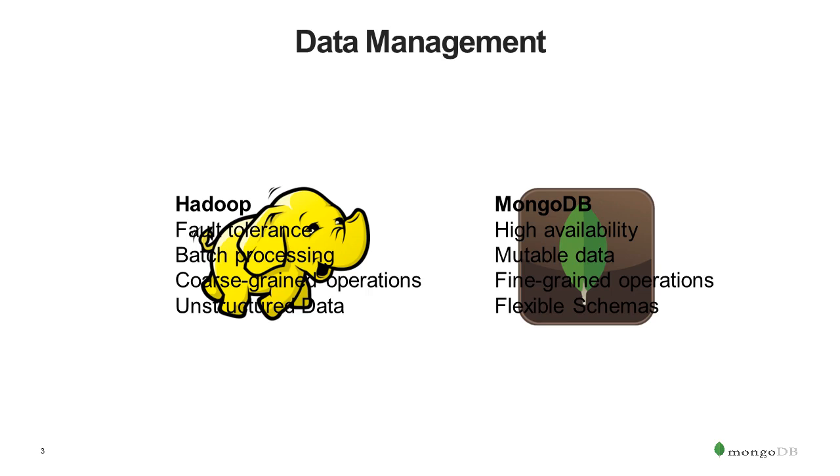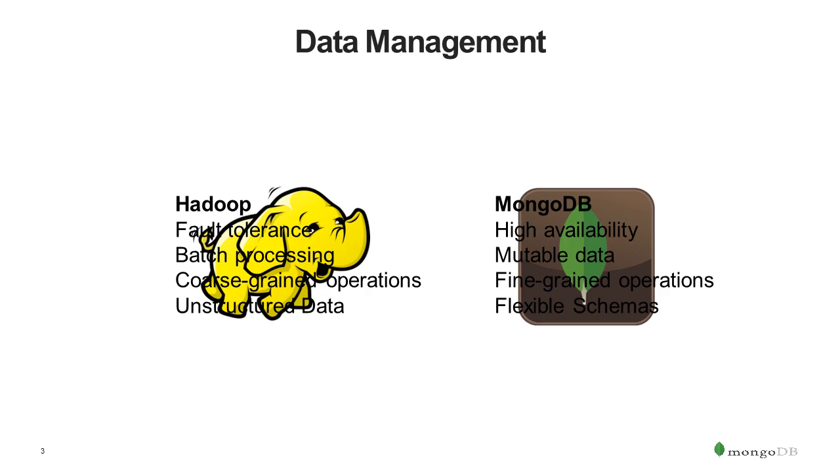MongoDB, as a database, will allow you to mutate data and do what's called fine-grained operations, which means I can perform operations on a number of documents or records, or I can do a specific operation on a single document. Hadoop is not designed to do fine-grained operations. Again, we're doing processing against a large amount of data. MongoDB is something that you would use with processing of your business logic.